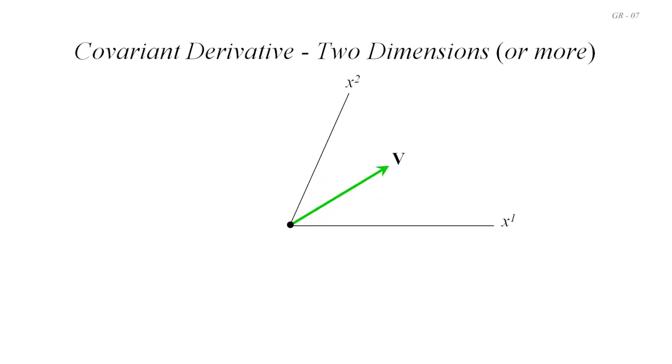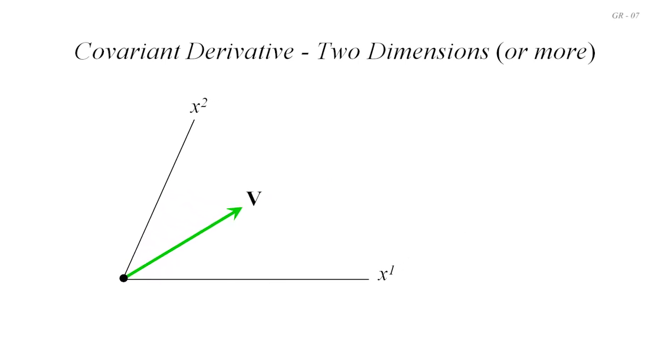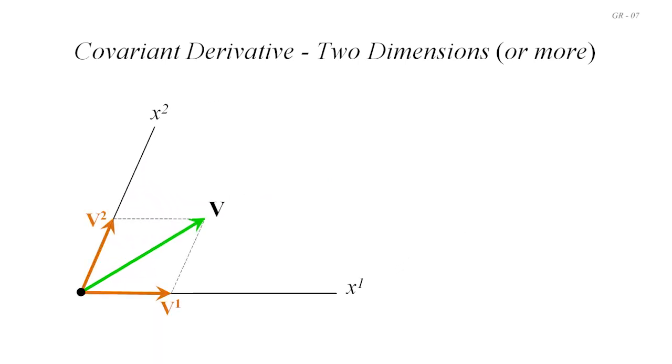Let's now consider the contravariant component vectors of this. These are the two vectors which will add up to the vector v in the usual way, and they are shown here in orange.